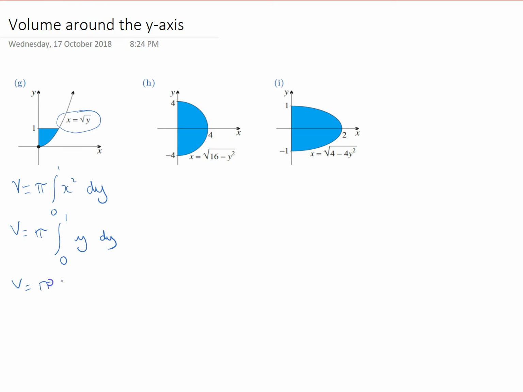So the volume is pi times, nice and easy to integrate, add 1 to the index, divide by the new index, we're going 0 to 1. So the volume is pi times a half minus pi times 0. So the volume is just pi on 2 units cubed. I'm going to come back to this one. But let's get the little routine established and let's get confident with the process before I come back and talk to you about that.